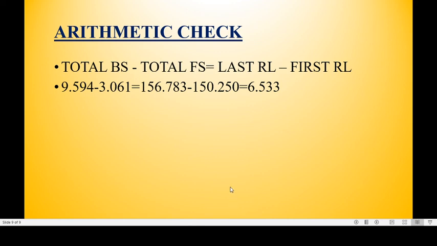So this is the way of solving the problems that are generally given on the Dumpy level. These are very much useful for undergraduate students of geography who need to sort out these problems very often.